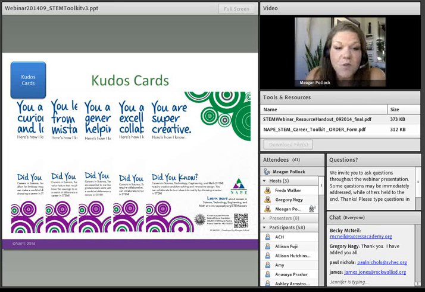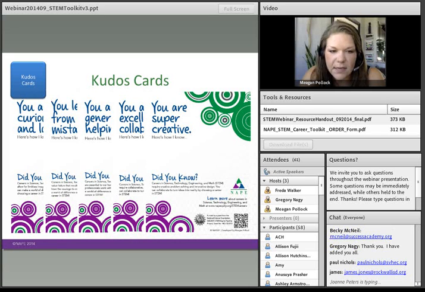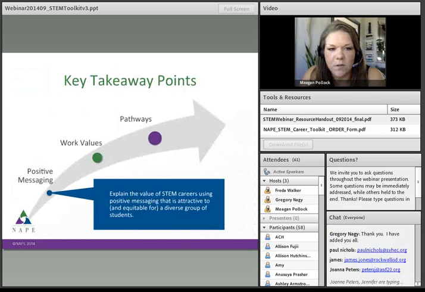So these are the Kudos cards, and if you order them, they come in a cute little tabletop stand. And if you do get these, we really ask that you tell us how you're using them. Send us a picture if you're creating a bulletin board. We've seen some really fun things that people have created from these. But again, the whole point is for you to write a personal note of affirmation to a student that allows them to consider a career that they may not have considered. If you have any questions about how to use these, please feel free to contact me, and I can help you with those.